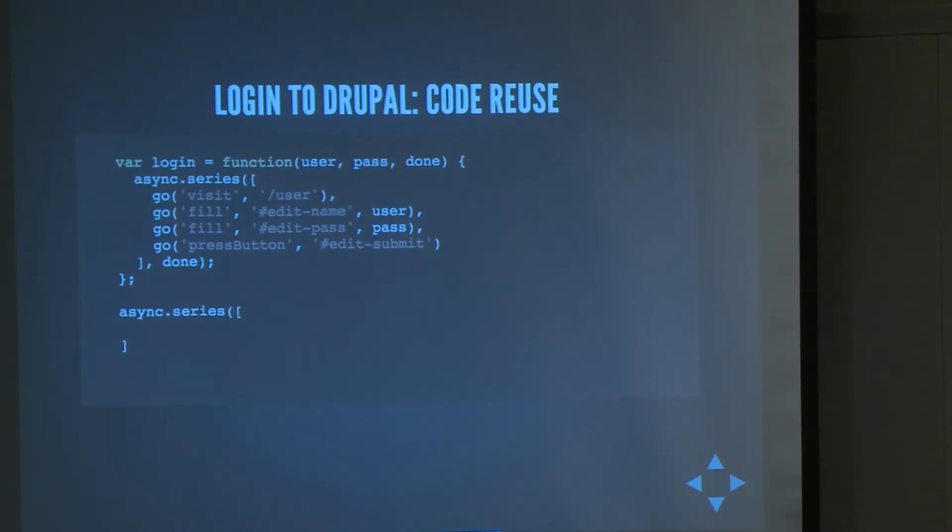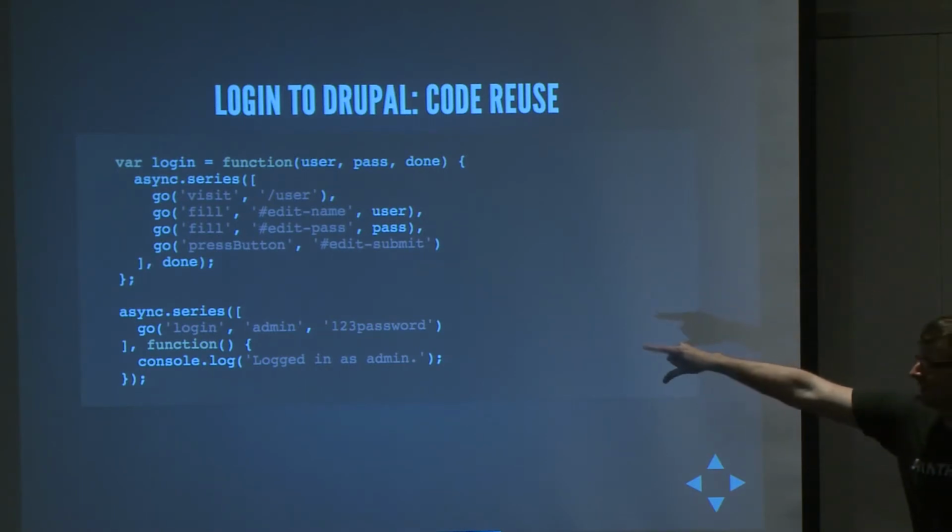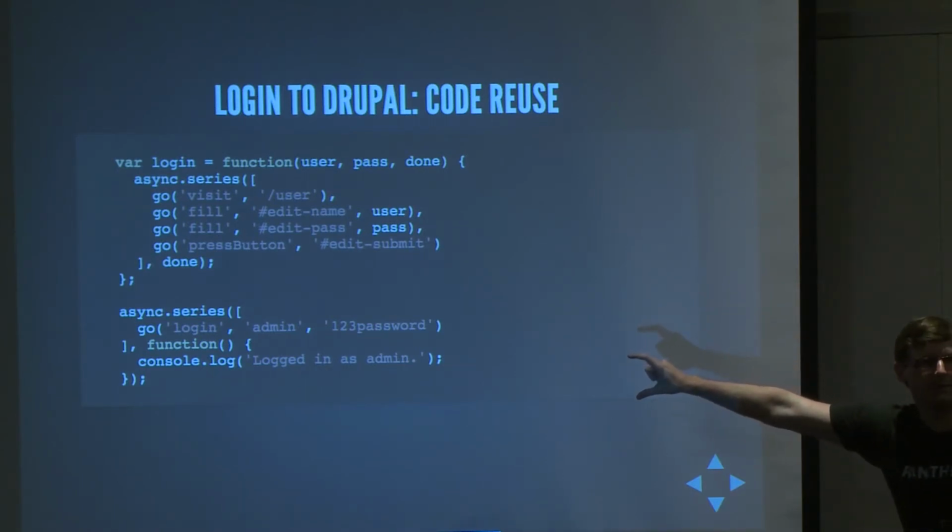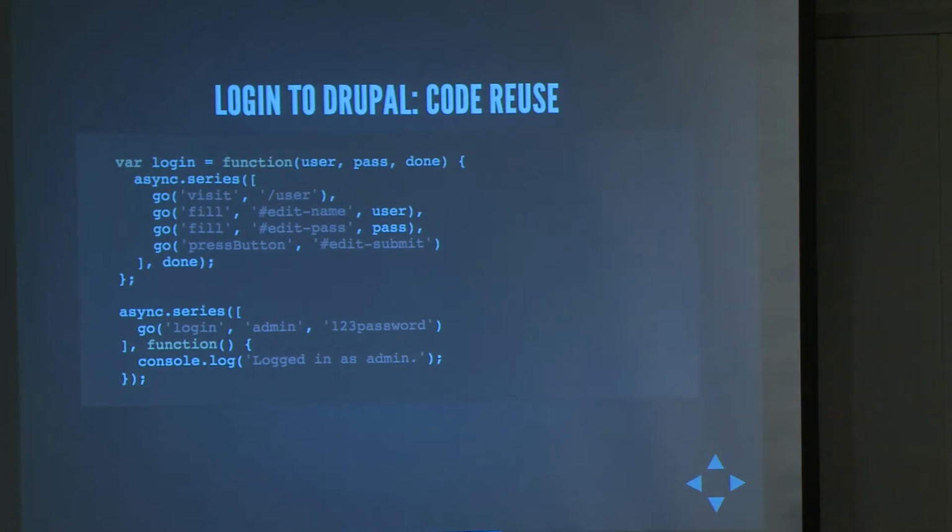And what I love about that go method, it's so flexible, you can use it for anything. So now we could just say, hey, go log in with this username and password. And it'll call that. And then when it's done, we say logged in as admin. Now that's more like it. So we have this method. It's called login. And then the actual code that you have to write is down here. It's very, very simple to use.